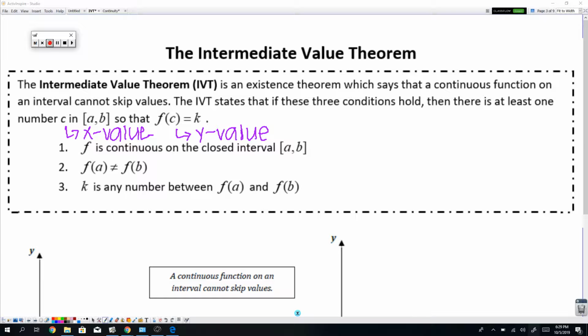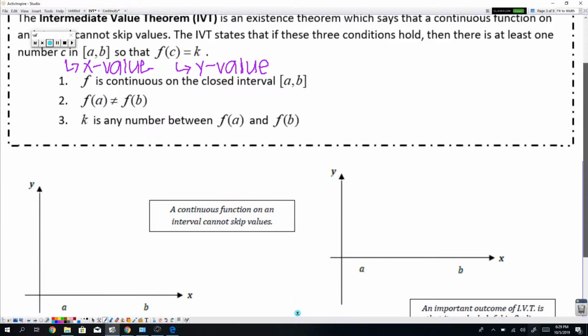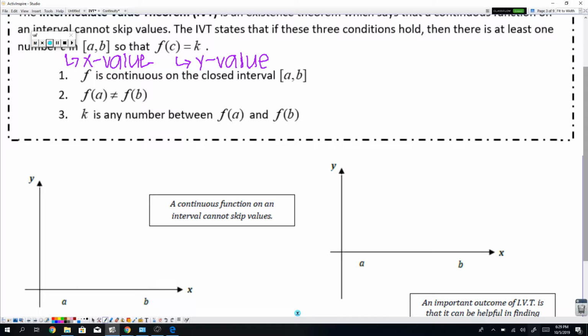Alright, so number 1 is that f is continuous on the closed interval AB, so you're going to have to say that every single time. Number 2 is that f of A is not equal to f of B. What that means is if at the interval I know that at A I'm at 7 and at B I'm still at 7, there's no way for us to really know what happened in between, so you have to make sure that they're different values.